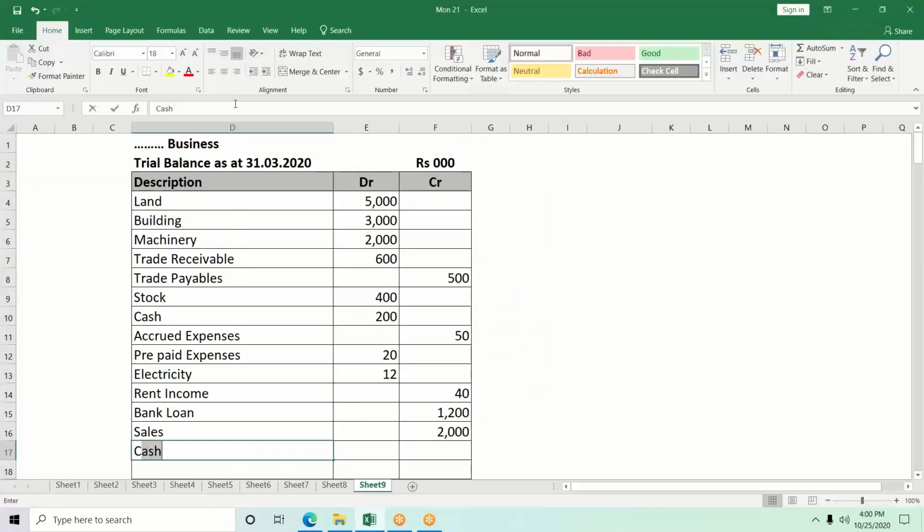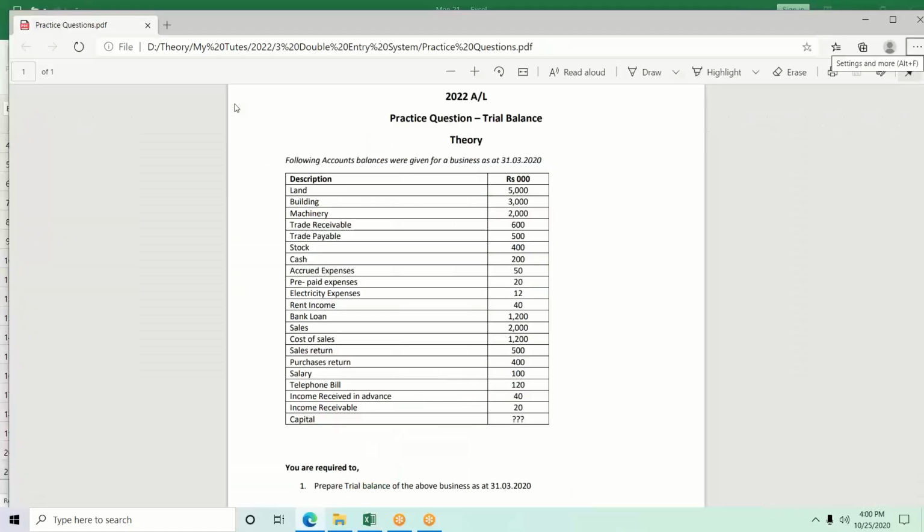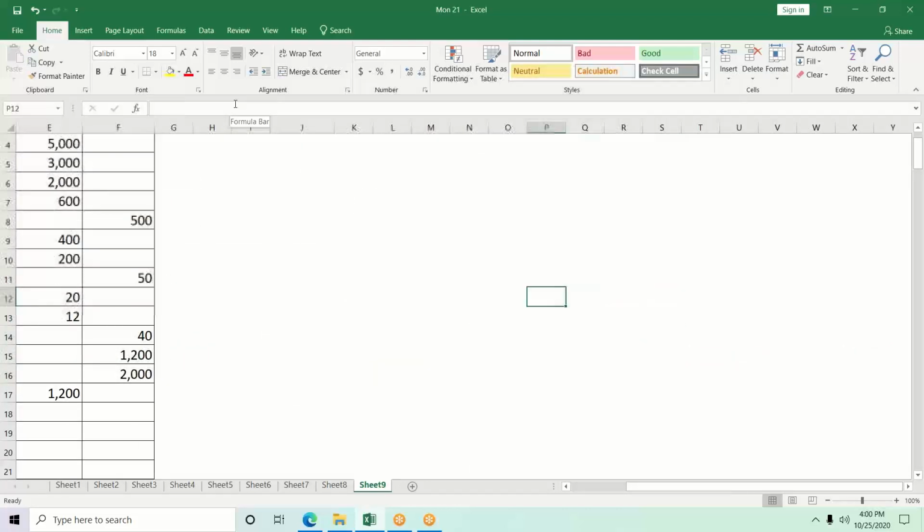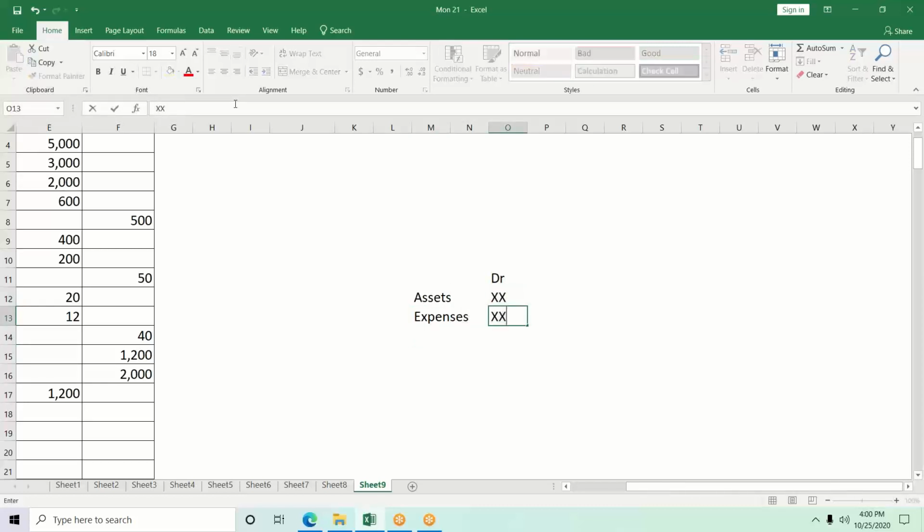Cost of sales is an expense. Cost of sales is 1,200,000. It has a debit balance. You can see that on the debit side of the trial balance, you usually write assets and the expenses, because assets and expenses usually have debit balances.